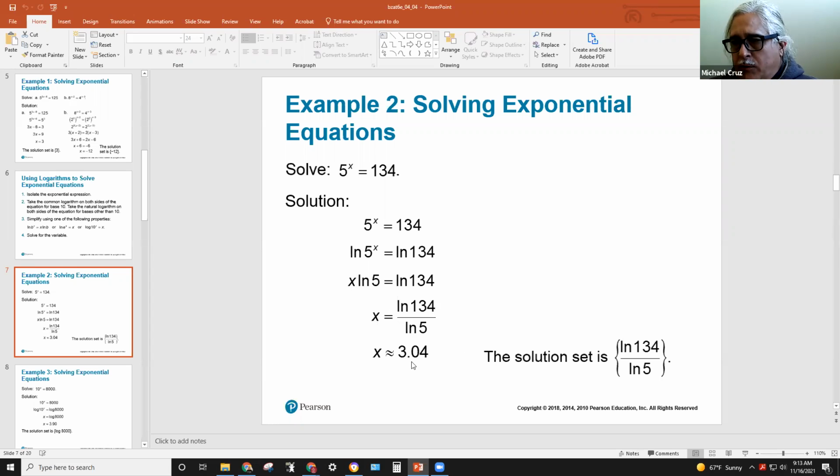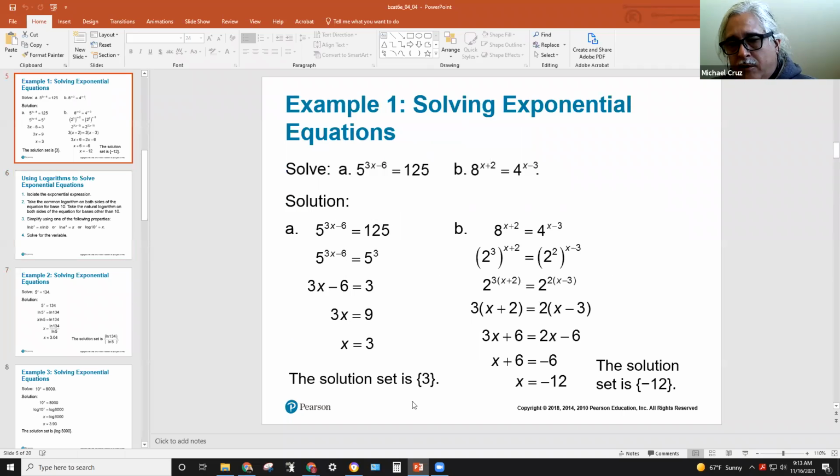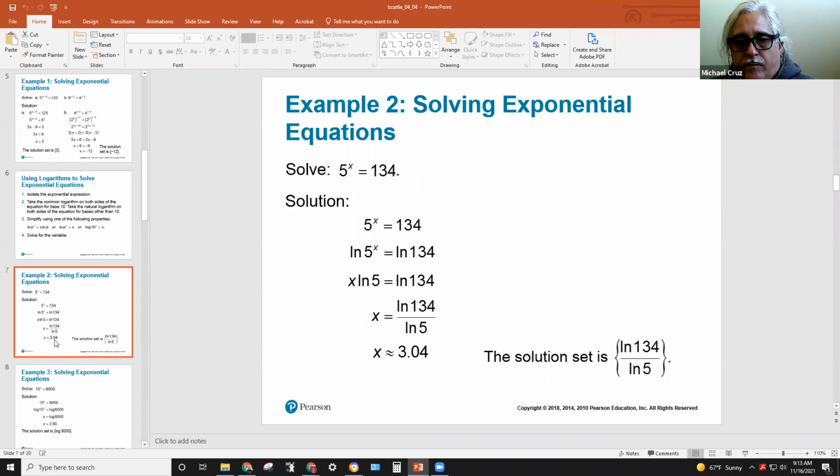Just watch what's being asked for in your instructions, because if it says the exact answer, then you would use this. If it says the approximation, you would use this. Like approximate to 2 decimal places, then that's what you would use right there. That last one.